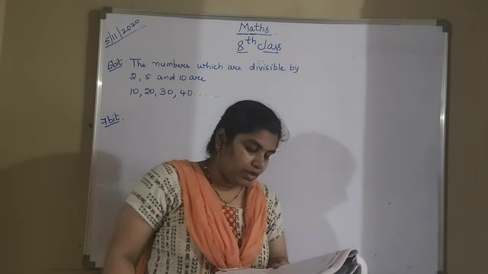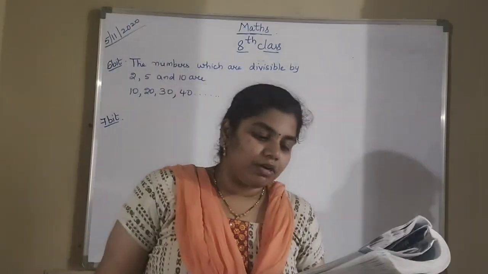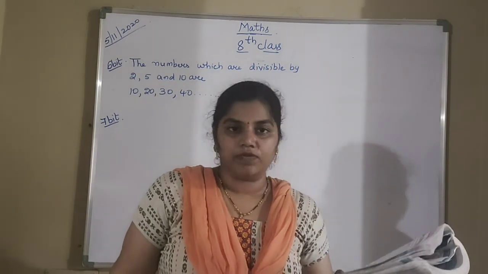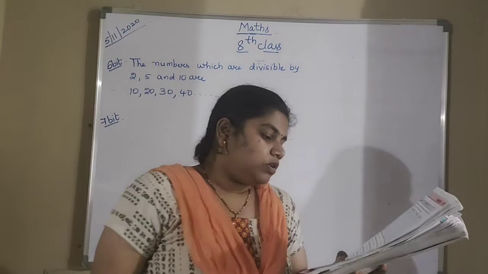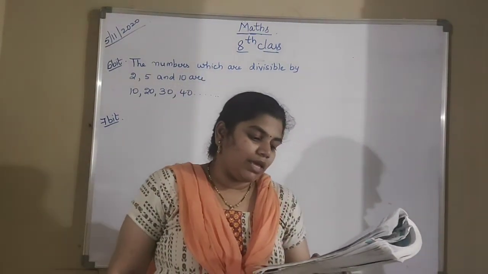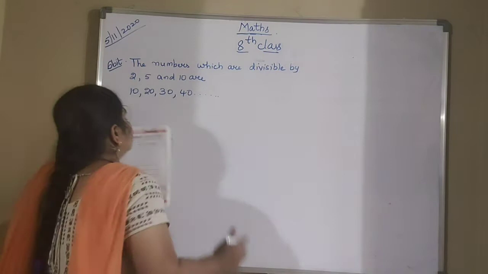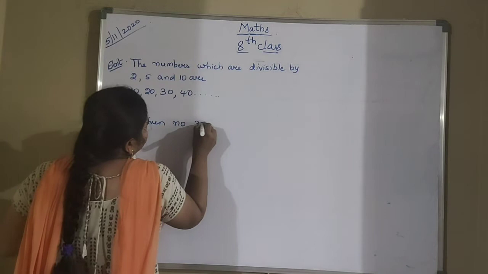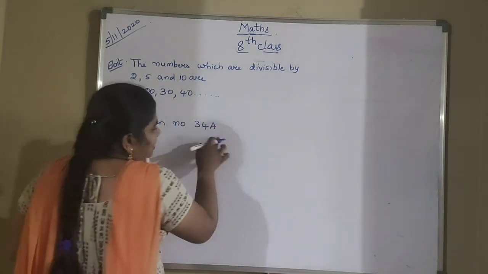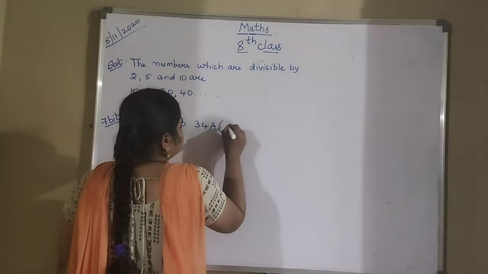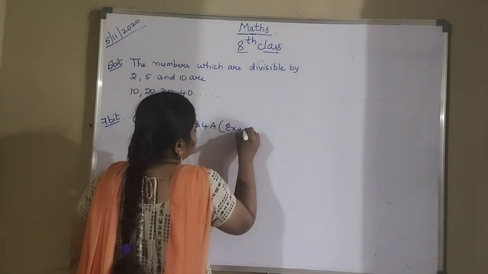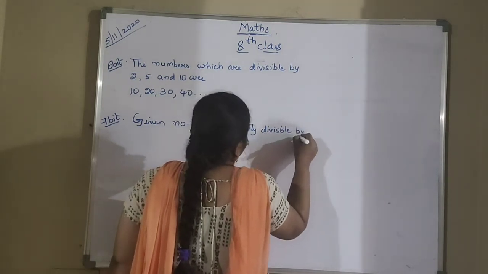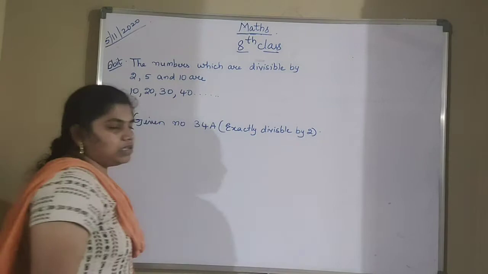So next is 7th bit. What is 7th bit? A number 34a is exactly divisible by 2 and leaves a remainder 1 when it is divided by 5. So we have to find the value of a. So what they told, a number 34a is exactly divisible by 2. So this given number is 34a. So this number is exactly divisible by 2, it says. So which numbers are divisible by 2?